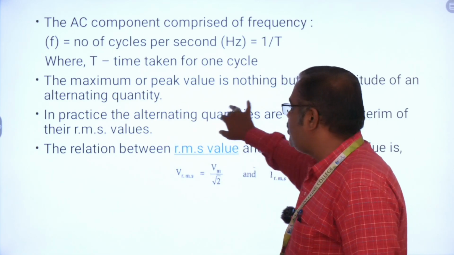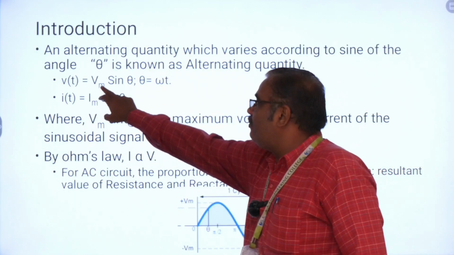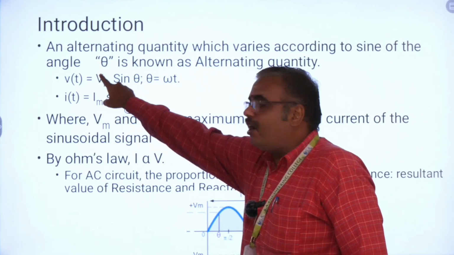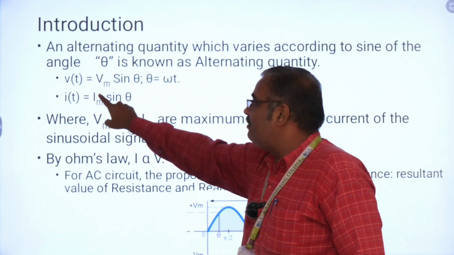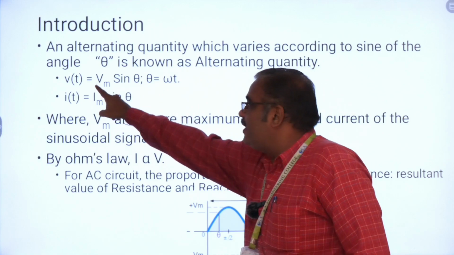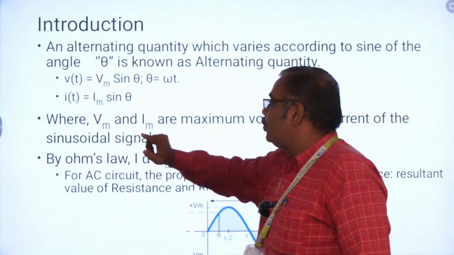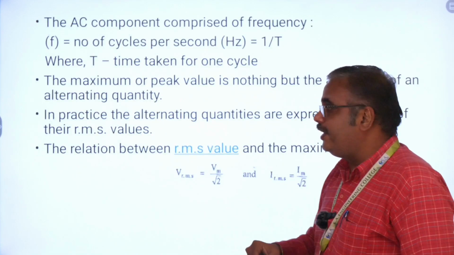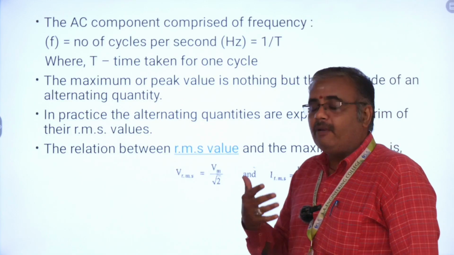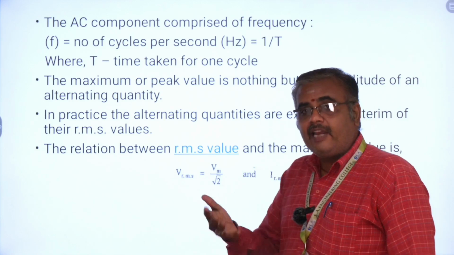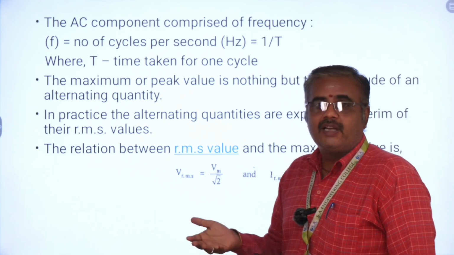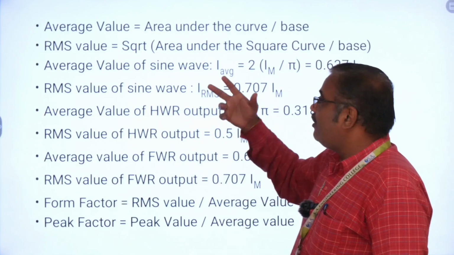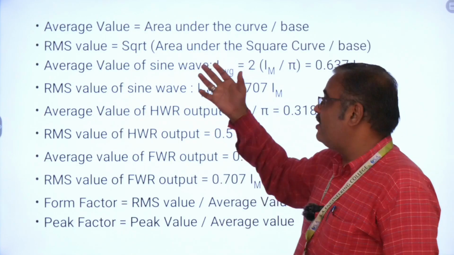We have seen the voltage equation, V of t is equal to Vm sin theta. We take this Vm and divide it by root 2, which gives us the RMS value. Likewise for current, we take Im by root 2 to get the RMS value. Therefore, for any AC quantities, to calculate power or any parameters in terms of voltage or current, you have to consider the RMS value. Apart from the RMS value, you have the average value, as I told you before.